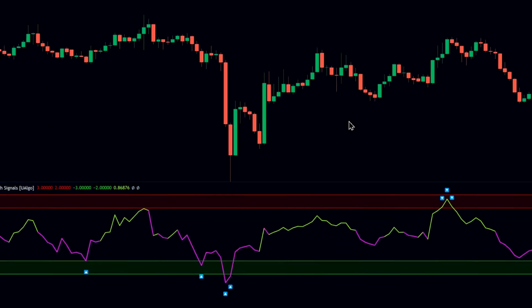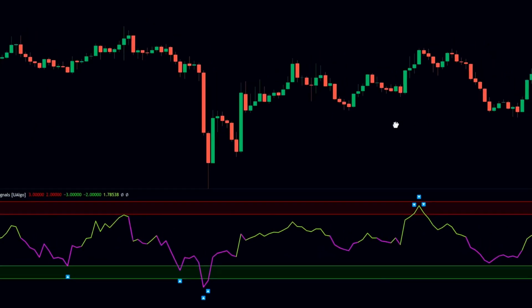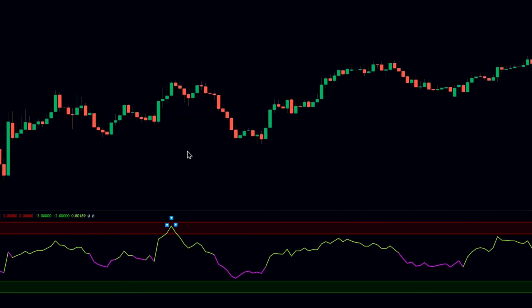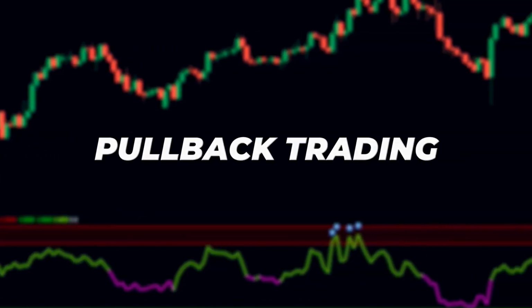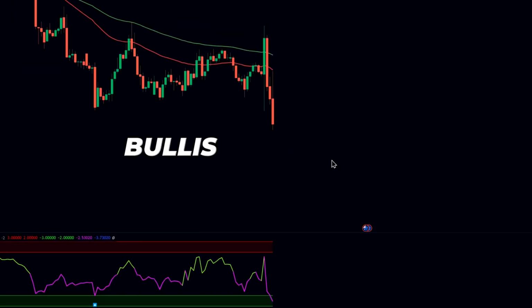Let's explore how to trade with this indicator, starting with divergence trading. A divergence occurs when the price moves in the opposite direction of an oscillator, like the VWAP Z-score. For instance, let's look at a bullish divergence.